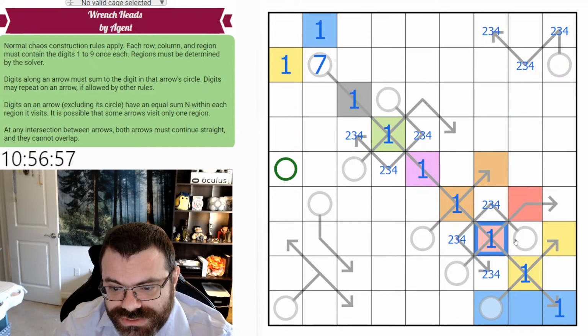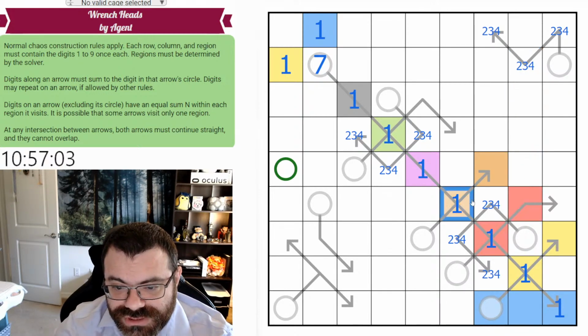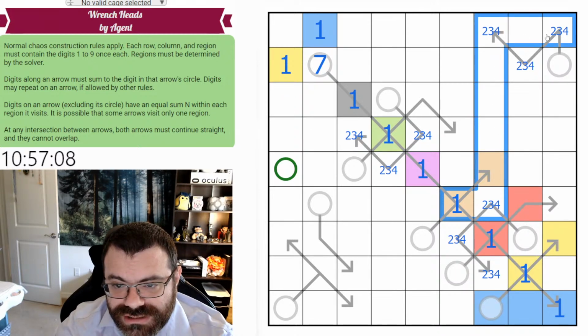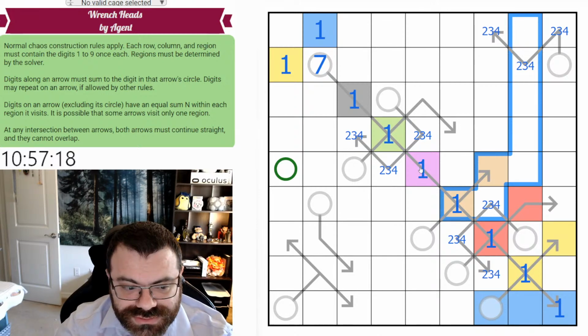Red. 1, 2, 3, 4, 5, 6, 7. Yeah, we can't take both of these. 1, 2, 3, 4, 5, 6, 7, 8, 9. Orange looks like it just can't get this one. Let's see, 1, 2, 3. Yeah, it just can't quite get both of those.